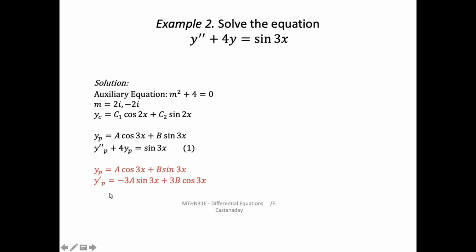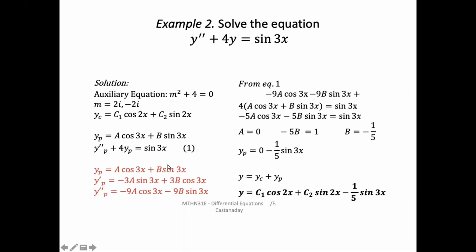Differentiating y sub b, we have y prime sub b equals a cosine of 3x; differentiate this, you copy a, differentiate cosine 3x, so we have negative 3 sine of 3x, plus the second term is b sine 3x, so you copy b, differentiate sine 3x, so you have 3 cosine of 3x. Since we need y double prime, we differentiate this again. Thus we have y double prime sub b equals negative 9a cosine of 3x minus 9b sine of 3x.